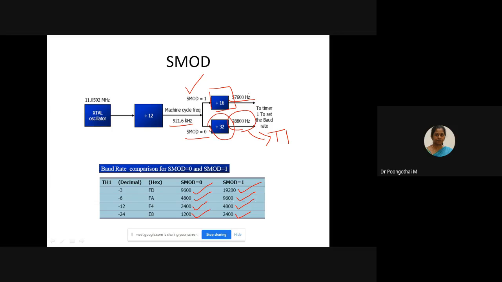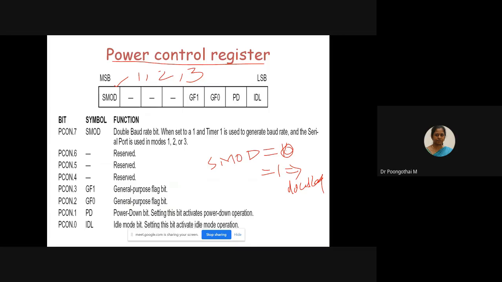So this is the internal block diagram for doubling the baud rate by using the SMOD bit. Using the 8051 architecture, we can set the baud rate at a maximum of 19,200. Is that clear? So it's a very important bit. Your MSB is SMOD. The remaining 3 bits, that is D6, D5 and D4, are not used. That is reserved for future implementation.